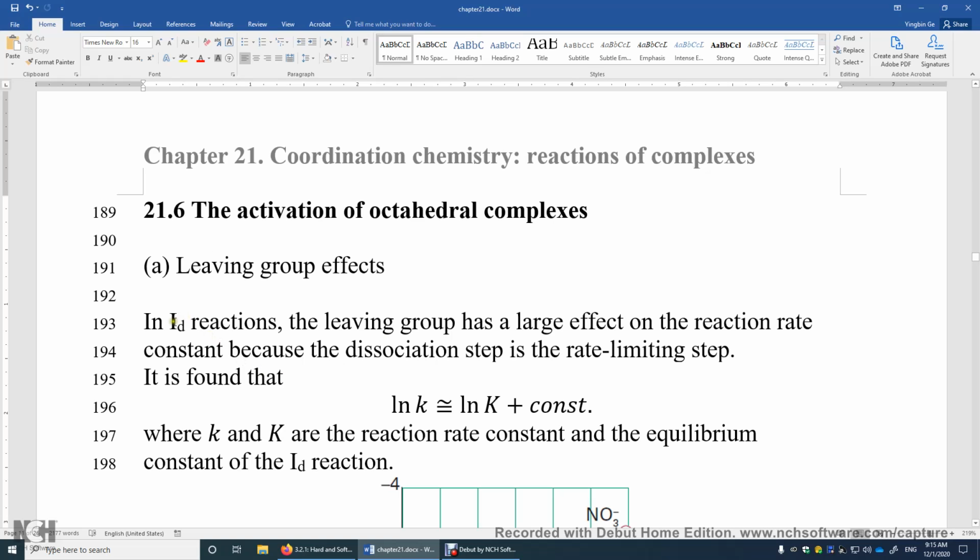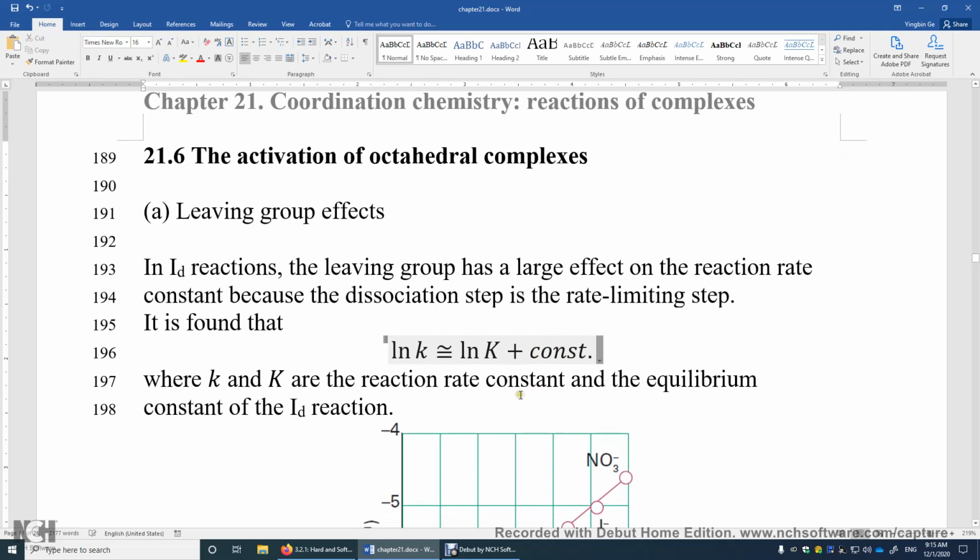Now in these I_D reactions, it's found that we have this equation, ln k is equal to ln uppercase K plus a constant. So this logarithm of the rate constant is equal to the logarithm of the equilibrium constant plus a constant.